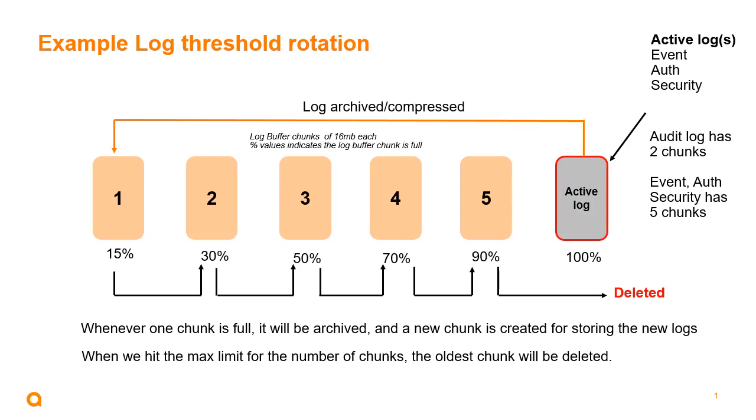Now, note that the audit log has only 2 chunks, and the event, auth and security logs have 5 chunks. Bearing in mind the security log is applicable to specific platforms. Just be mindful of that.